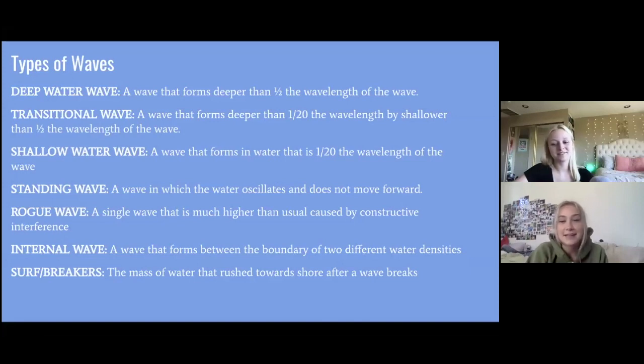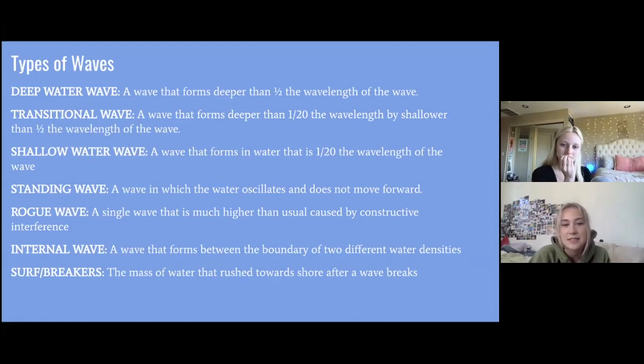Next, we want to talk about the types of waves. First, there's a deep water wave, which is a wave that forms deeper than 1/2 of the wavelength of the wave. A transitional wave forms deeper than 1/20th of the wavelength, but shallower than 1/2 of the wavelength of the wave. A shallow water wave is a wave that forms in water that is 1/20th of the wavelength of the wave. A standing wave is a wave in which the water oscillates and does not move forward.